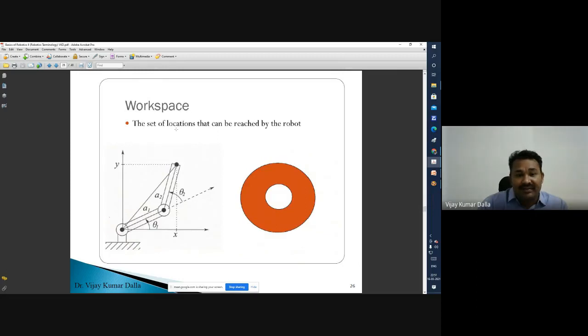Again, the workspace is the set of locations that can be reached by the joints. Okay, here you can see the hollow circle. This outer boundary is the maximum reach of the manipulator.